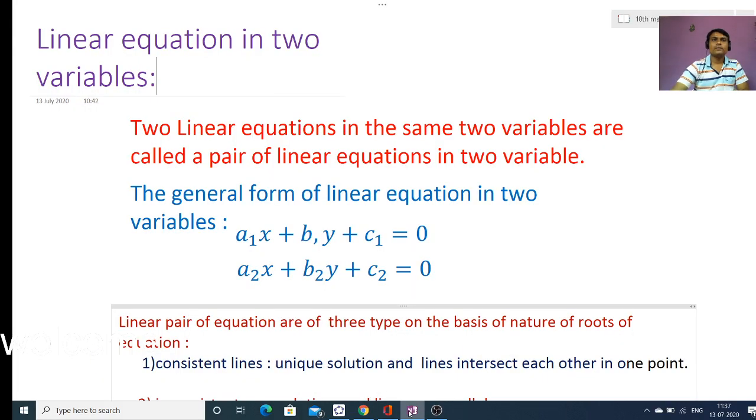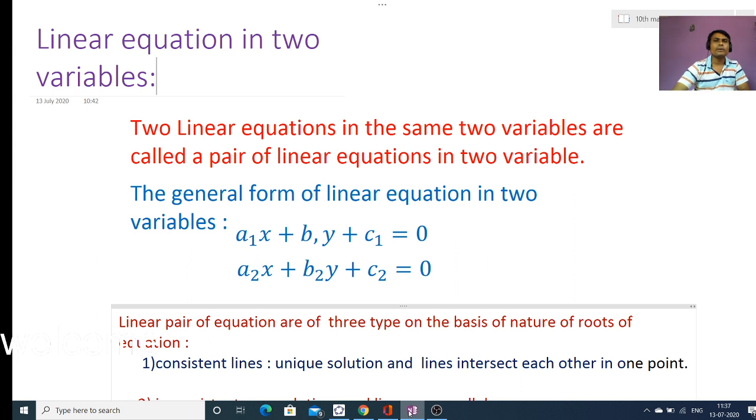Hello friends, we are talking about the linear equation in two variables. In the 10th standard, we know how to find the solution of a linear equation in two variables. There are different methods, basically two types: geometrical and algebraic. Geometrically, we show them in a graphical way. In an algebraic way, you use the elimination method to find the solution of the linear equation in two variables.